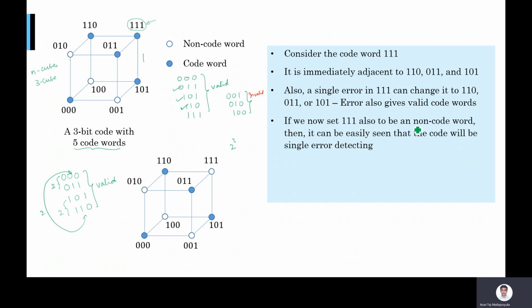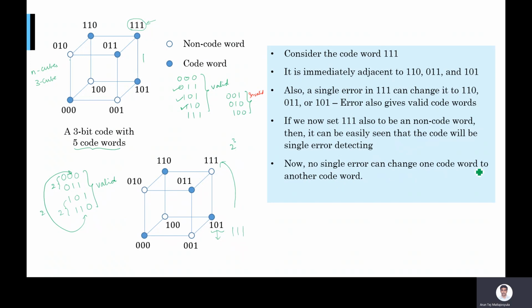Let me read through this. If we now set 111 also to be a non-code word, then it can be easily seen that the code will be single error detecting. Okay, so now because the distance is 2, any single error occurring in any of these code words will result in an invalid code word. Because the ones that are at a distance of 1 from any of these code words are declared to be invalid. So if an error occurs here, let us say in 101, and an error occurs in the middle bit here. So what are you going to receive? 111. Okay, and this is an invalid code word.